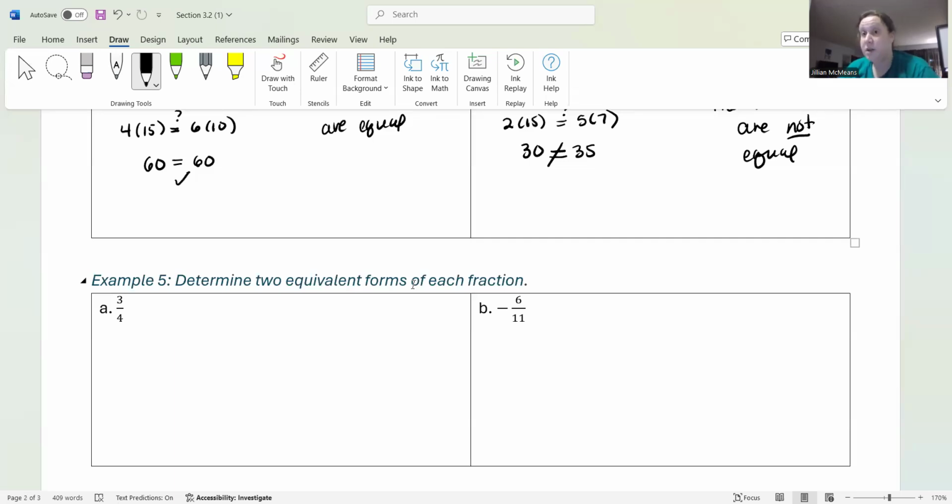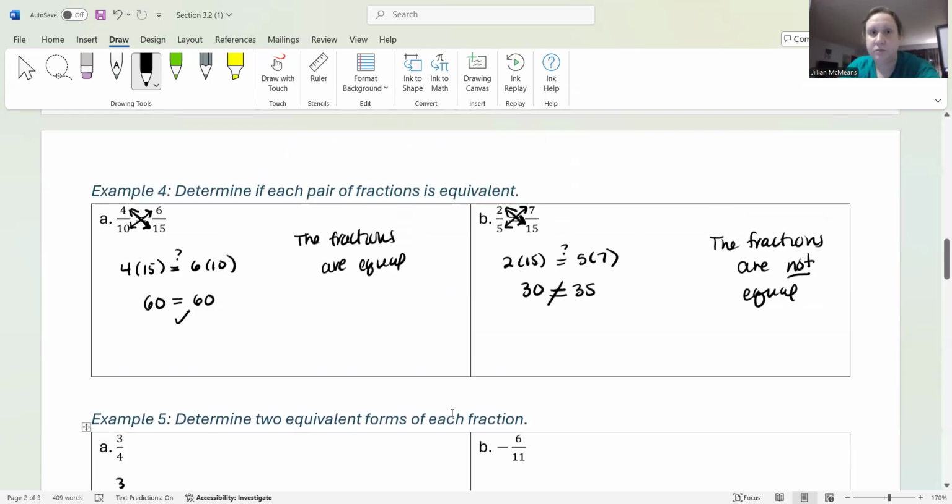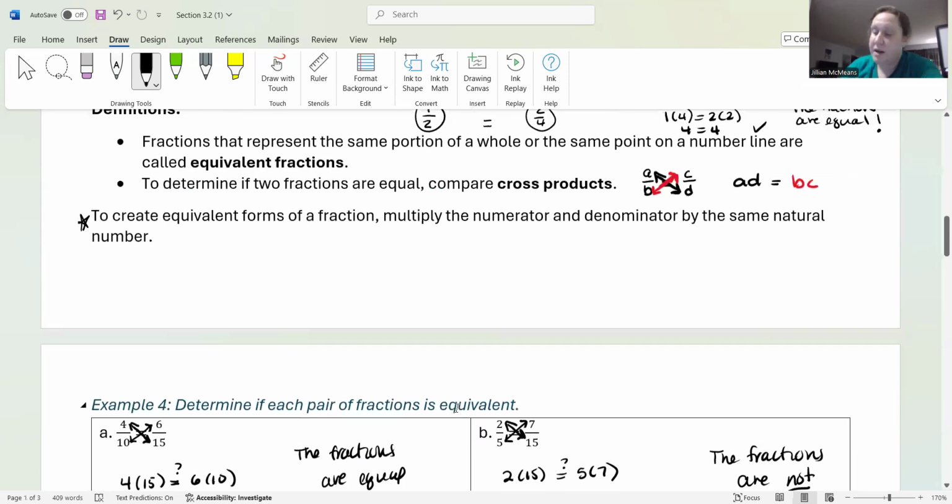So we have the fraction 3/4, and the directions say come up with 2 equivalent forms of this. For every fraction out there, there are oodles and oodles, infinitely many equivalent forms. All you have to do is take the fraction, and technically what you're doing is multiplying it by 1. But the directions up here, let me show you again. The directions say to create equivalent forms of a fraction, multiply the numerator and denominator by the same natural number. Well, let's think about what that is.